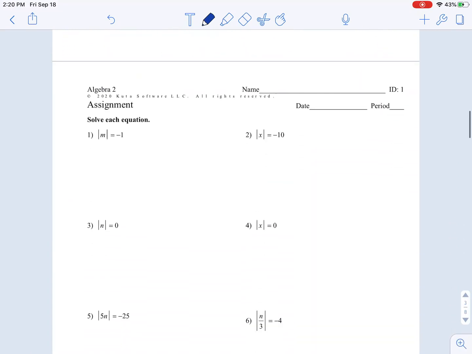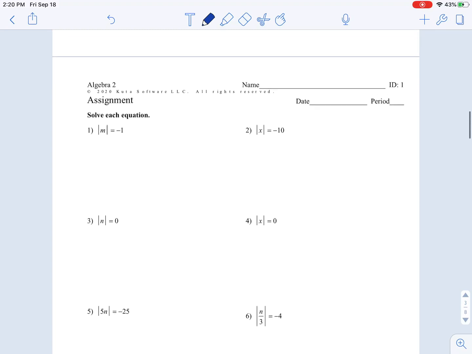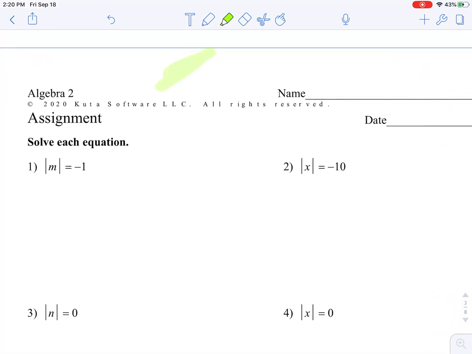All right, so as always, I'm going to do the evens. I'm going to ask you to do the odds. Show your work where it makes sense. When you're done, check your answers. Don't forget to write your score on the page or put it in the comments.